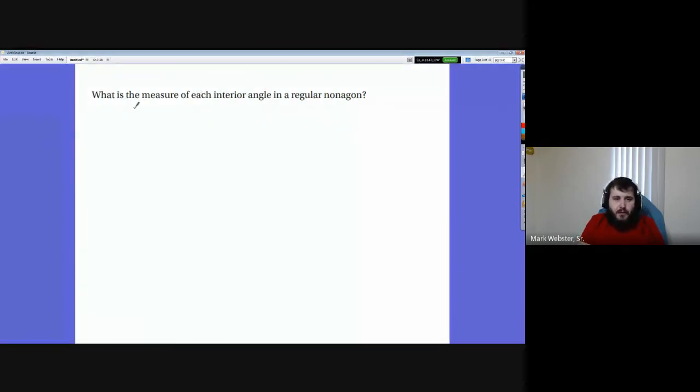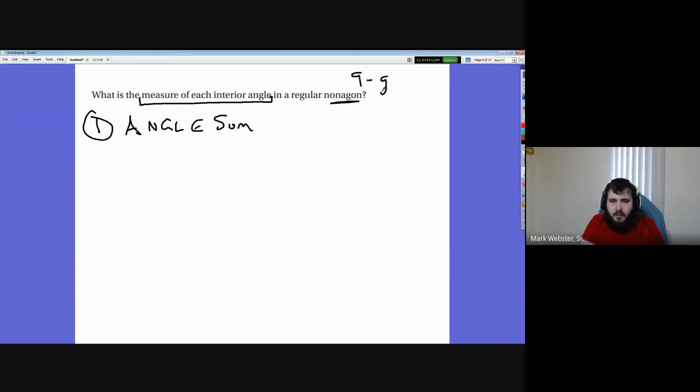So again, key phrase right here: measure of each interior angle. That means I'm finding one angle. One angle. So step one, angle sum. Nonagon. Nona means 9. So this is a 9-sided figure.